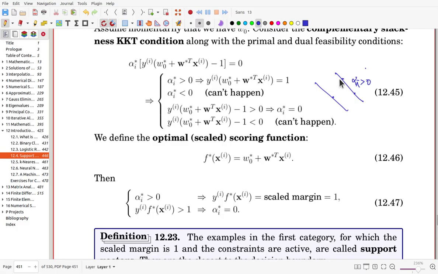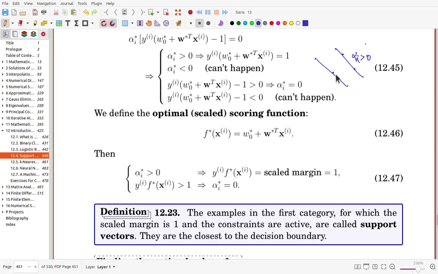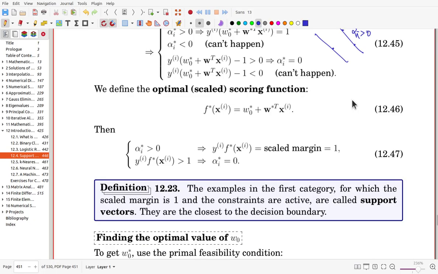So in a sense, these vectors on the boundary are supporting vectors for the values of alpha i, the Lagrange multipliers. And we call these points the support vectors. So the name of the algorithm is the support vector machine. Okay.